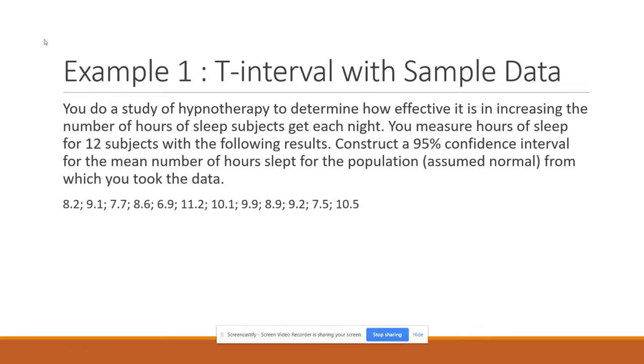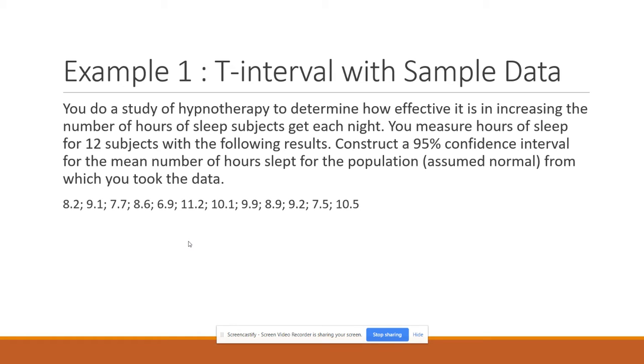So let's go ahead and do some examples of what's going on. Example 1, this one has sample data, and again, we're doing a T interval. You do a study of hypnotherapy to determine how effective it is increasing the number of hours of sleep subjects get each night. You measure hours of sleep for 12 subjects with the following results. Construct a 95% confidence interval for the mean number of hours slept for the population.